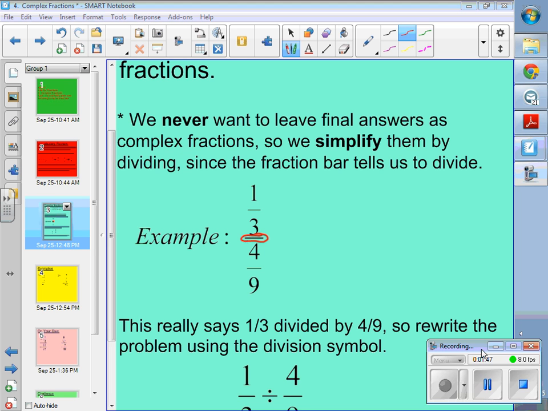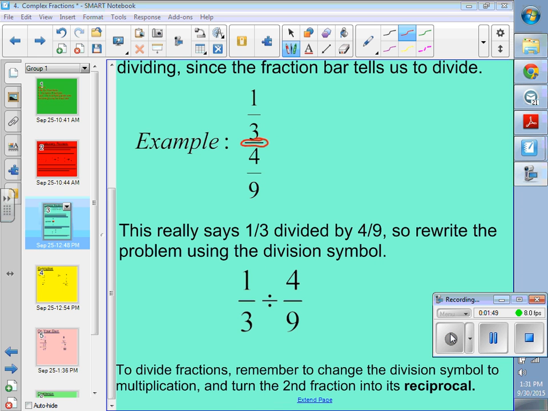So what this is really saying is 1/3 divided by 4/9. So we can rewrite the problem using the division symbol, as you can see here, 1/3 divided by 4/9. To divide fractions, remember to change the division symbol to multiplication and turn the second fraction into its reciprocal.